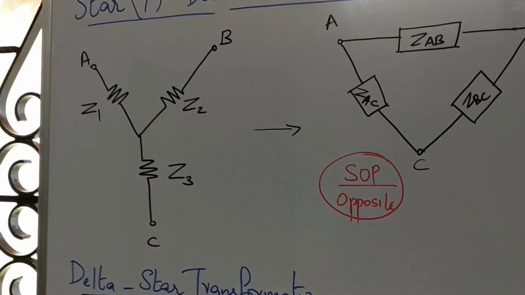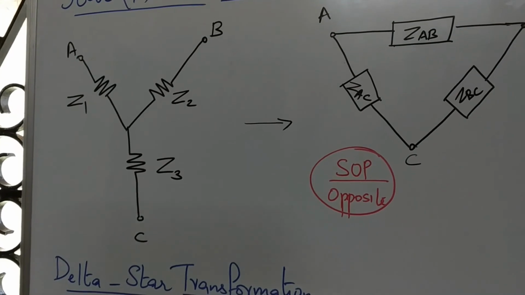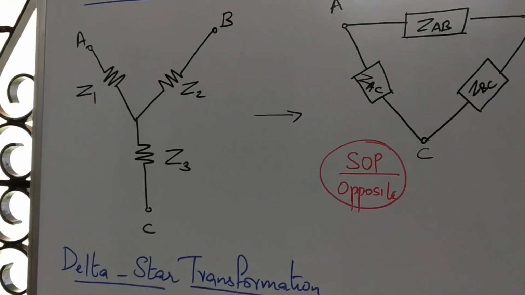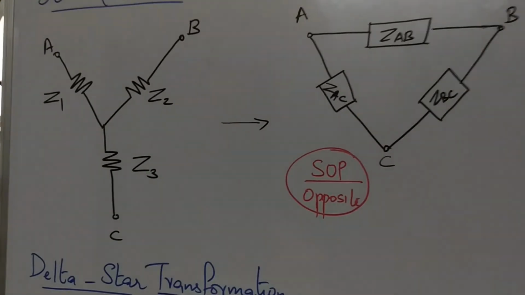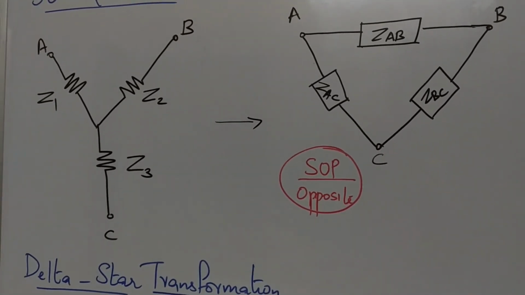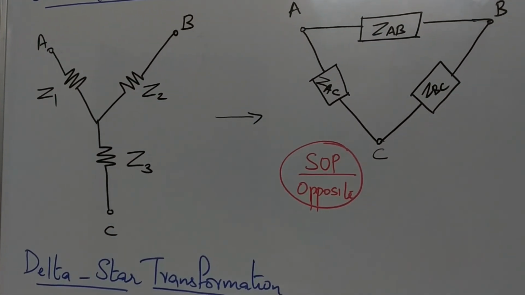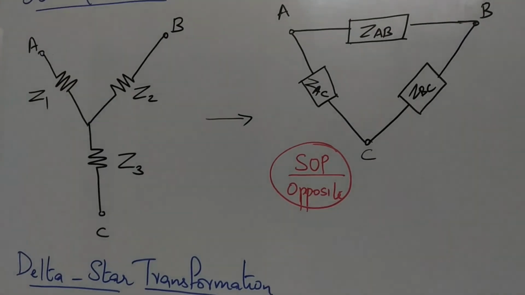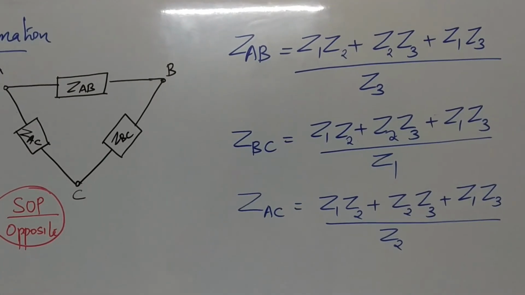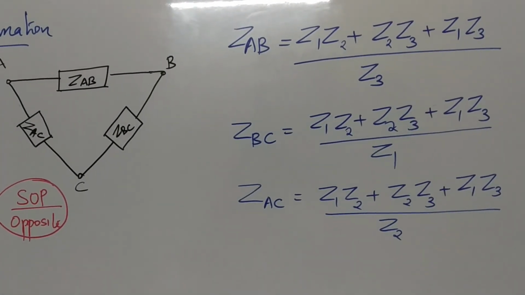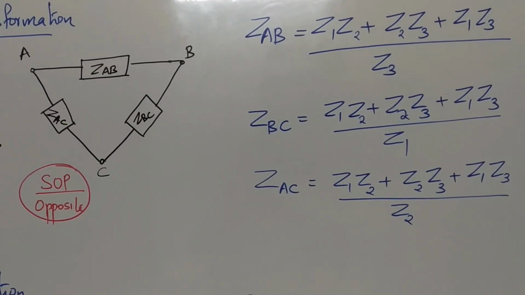If you are finding out ZAB, then check the star form. What is the branch opposite to ZAB? To AB terminal, it is Z3. Same way, when you find out ZBC, the opposite lying one is Z1. Same way, when you are trying to find out ZAC, the opposite branch is Z2. So likewise, you can write down the equations for ZAB, ZBC and ZAC. Numerator is the same, just the denominator is different.